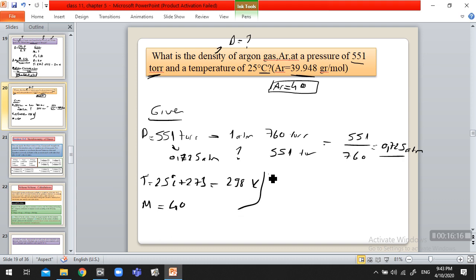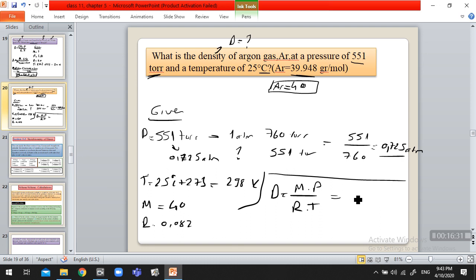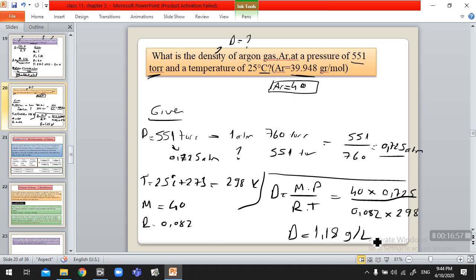What was the density formula? Density equals MP over RT. And I forgot to write R, 0.082. And guys, let me write here. Density equals M 40 times P 0.725 divided by R 0.082 times T 298. If you divide this, you can find the density. Yes, the answer will be 1.18 gram over liter.